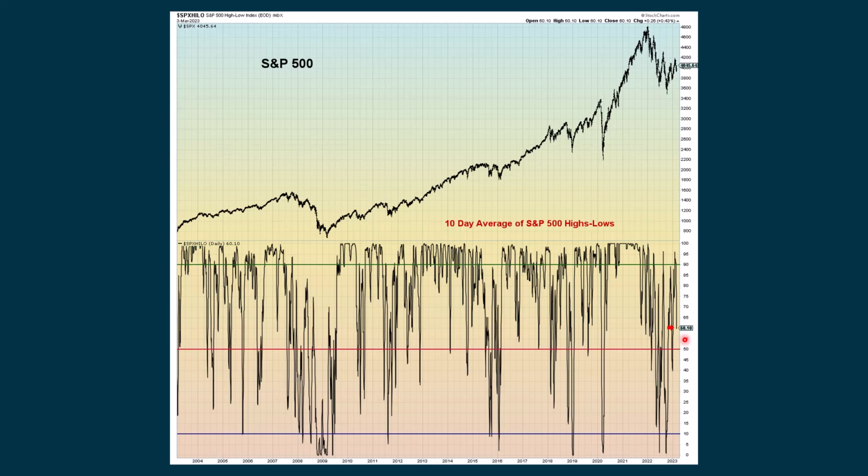Then this is a 10-day average of the S&P 500 highs minus the lows. After giving us an extreme negative reading, it really started to shoot up. It gave us an extreme positive reading and since has been dropping back.